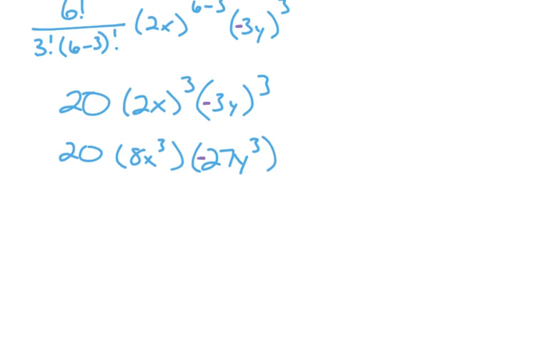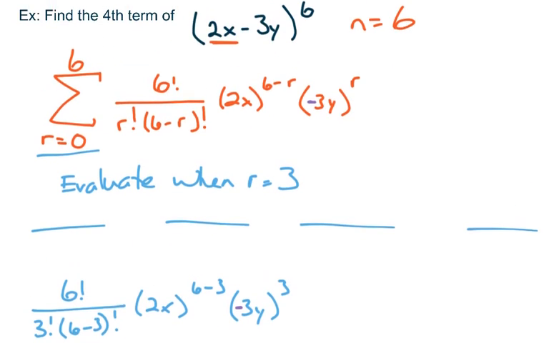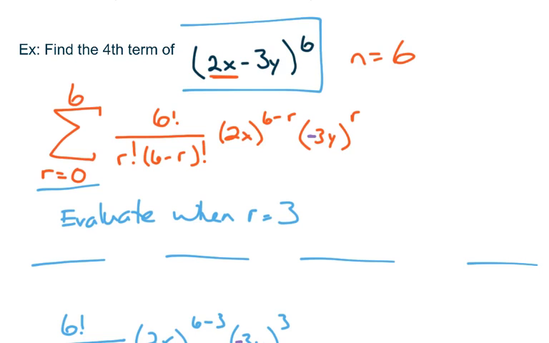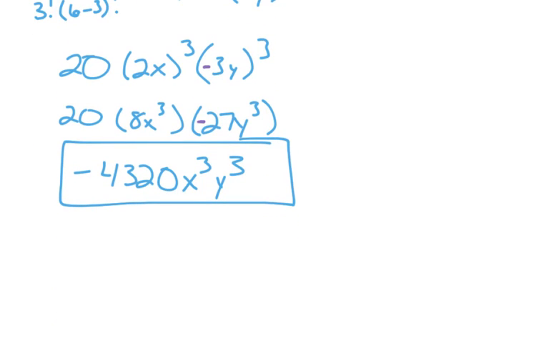20 times 8 is 160. 160 times negative 27 is going to be negative 4,320. And then I've got x to the third, y to the third alongside it. So this right here is the fourth term of my expansion of this whole mess. If I wanted to, I could use Pascal's triangle or the binomial theorem to write it all out and find a specific term in that expansion, but I can just use this alternate form of the binomial theorem and quickly find that it's negative 4,320 x to the third, y to the third.